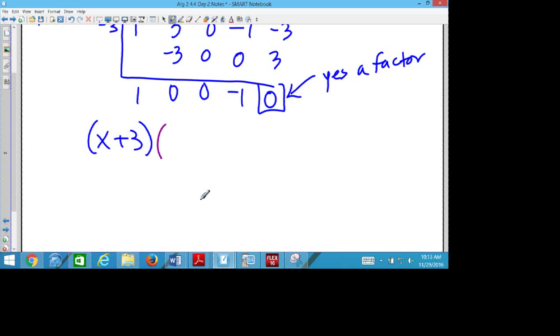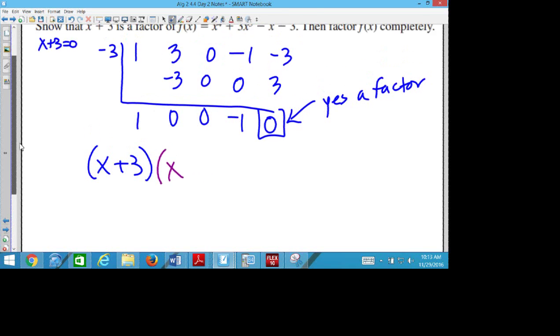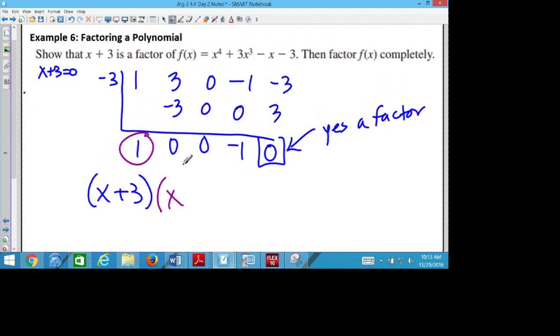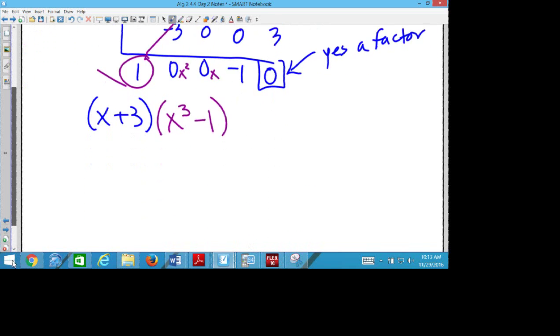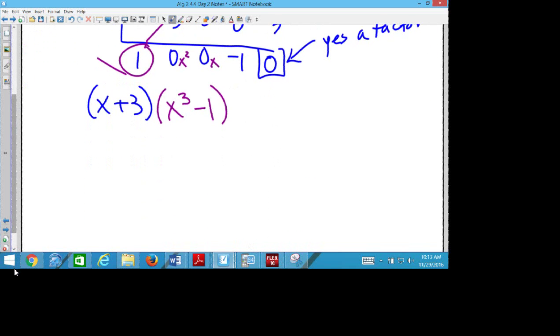This 1 is x to the what? It is always 1 exponent less than the starting one. So that would be x to the third. This would be 0x squared. This would be 0x and then minus 1. I don't write the zeros in there, especially when I'm trying to factor.